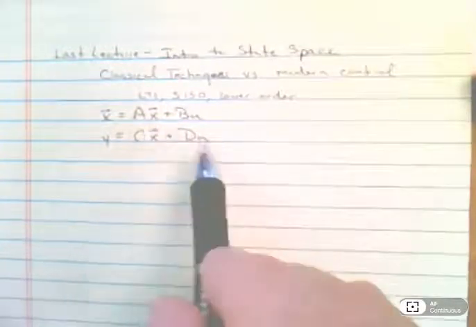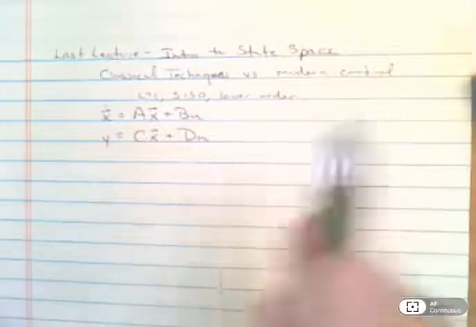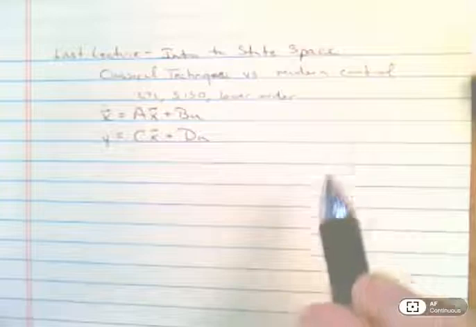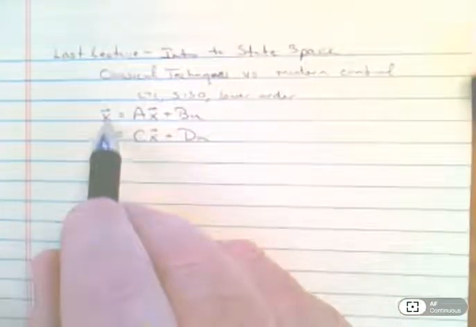And so x is going to be a column vector that is the order of the system by 1. So if it's say a third order system, it'll be a 3 by 1 column vector. And x vector dot is also 3 by 1.